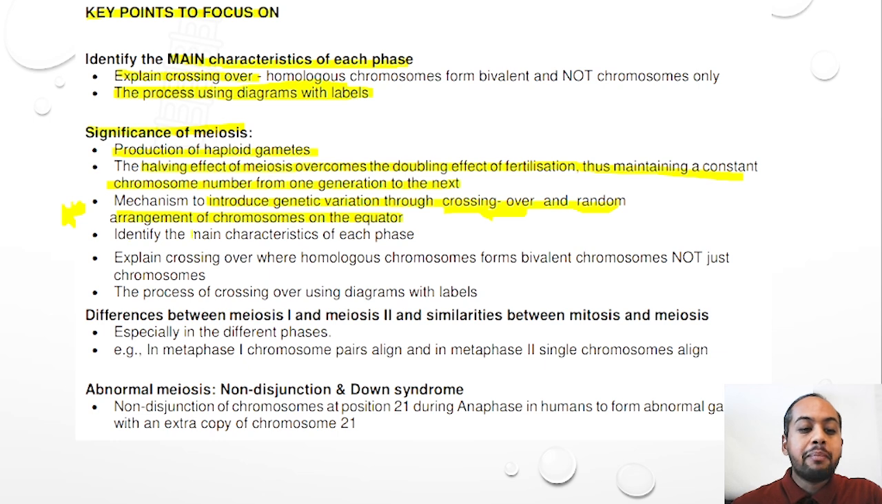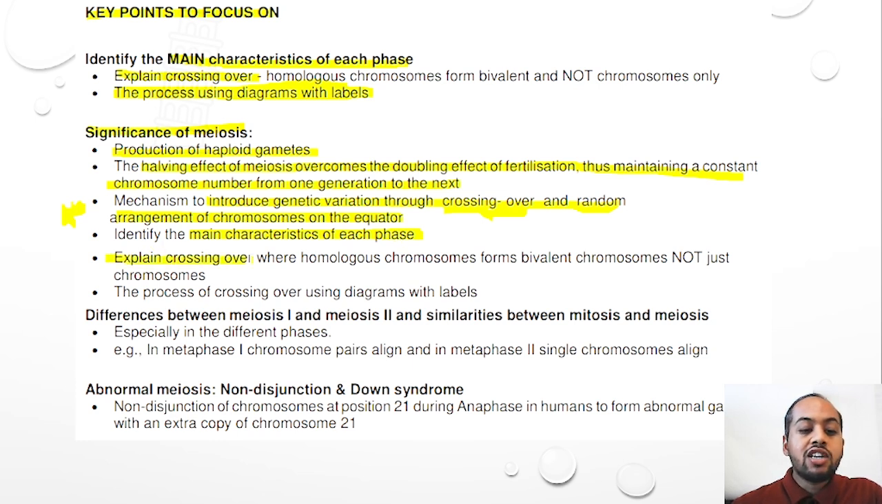Then identify the main characteristics of each phase. So these are the two major forms of meiosis. You have meiosis 1 and meiosis 2. You have prophase, metaphase, anaphase, and telophase in each of meiosis 1 as well as meiosis 2.